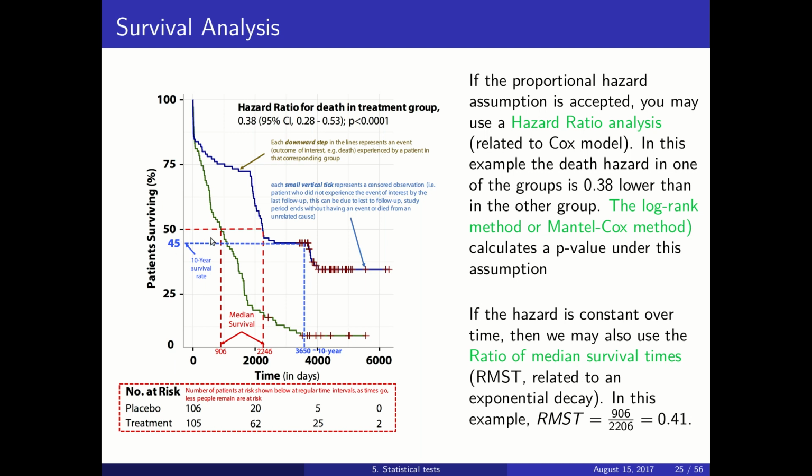And for instance here, the median survival time is the time at which half of the population is still surviving. So for one of the groups it is 900 days, for the other group it is 2000 days. And then the ratio between the two is 0.41, meaning that the median survival time in one of the groups is about a half of the median survival time in the other group.